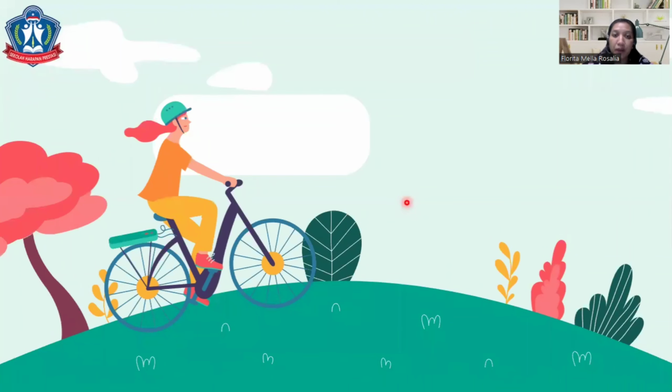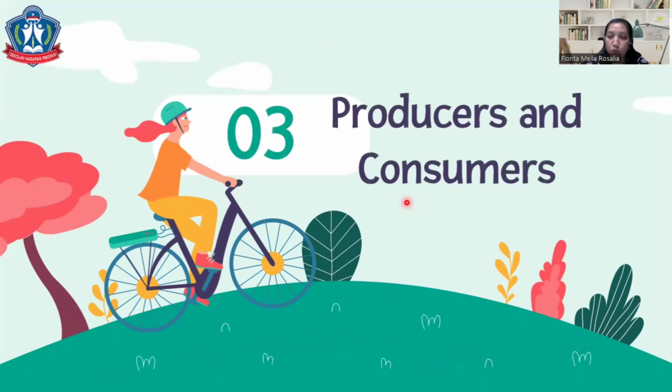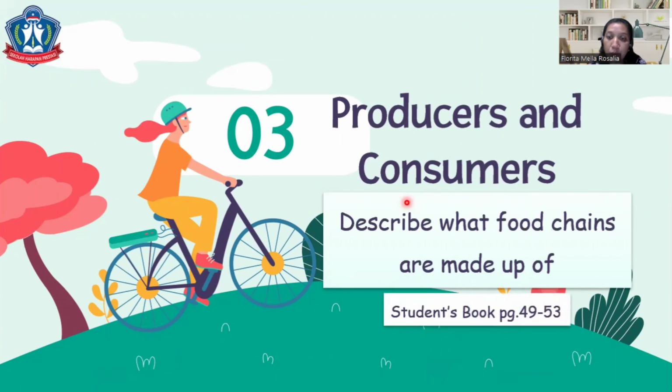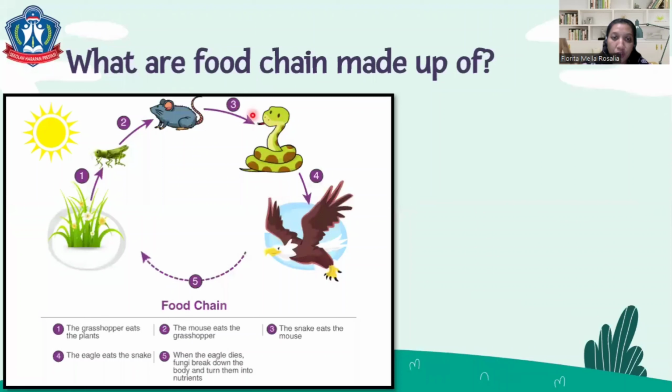Now let's talk about lesson 3, producers and consumers. In this lesson, you will describe what food chains are made up of. So you can open the student's book, page 49 until 53. Can you take a look at this picture, friends? What is this? Right, this one is a food chain. In this picture, we have plants and grasshopper, and then mouse, snake, and eagle.